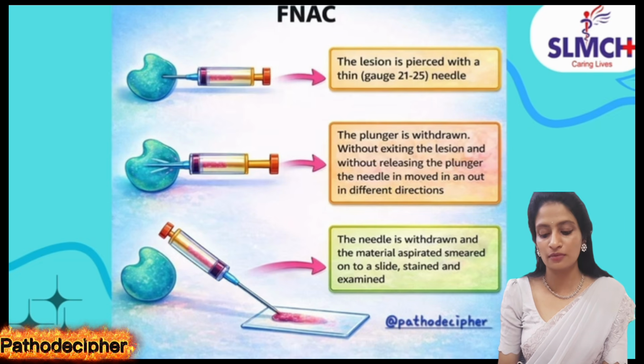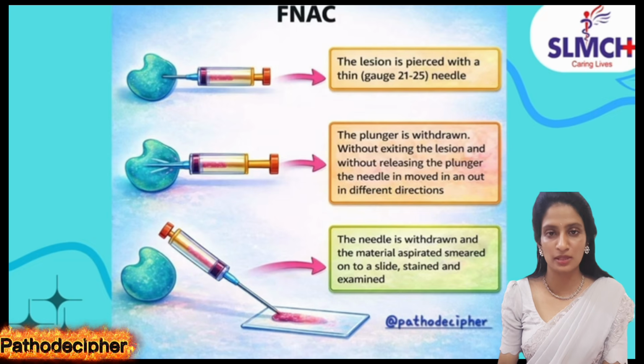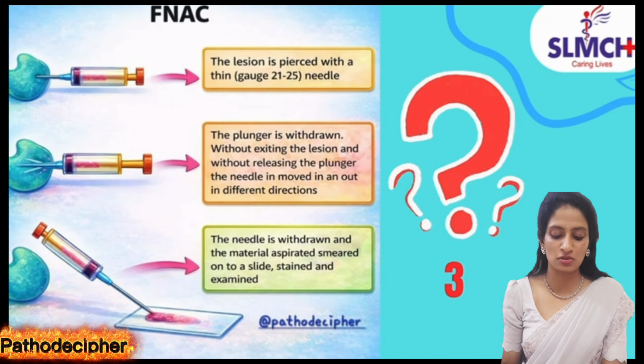Then the lesion is pierced with a 21 to 25 gauge needle. The plunger is withdrawn without exciting the lesion and without releasing the plunger, and the needle is moved in and out in the same direction. Then the needle is withdrawn and the smear is prepared. So that is how we do FNAC, fine needle aspiration cytology.